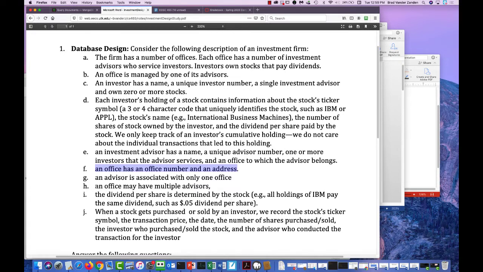Okay, an office may have multiple advisors. So that kind of just repeats what we were told up here. Each office has a number of investment advisors. So that's kind of repetitious, but anytime we see things like multiple, 0 or more, 1 or more, exactly 1, those are multiplicities. They're giving us multiplicity information.